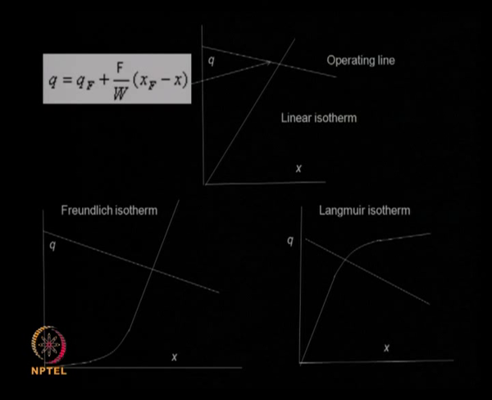So, this is one way of solving these two equations graphically. You draw the operating line, which is a straight line sloping downwards, and then you draw your isotherm depending upon whether it is linear, Freundlich or Langmuir, and then see where they cut. That will give you the solutions for these two equations, that is, the values of x and q. We will look at some problems later, at the end of the class or in the next class.